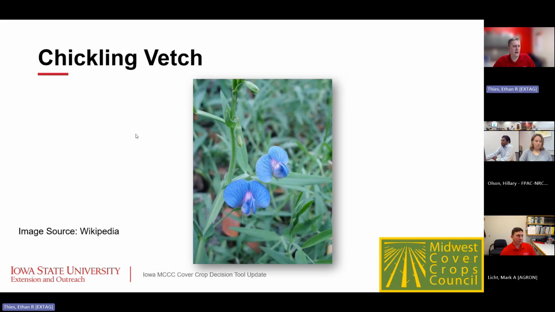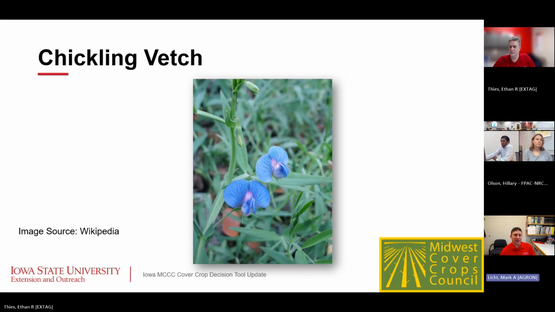All right, we'll move on to our legumes. First up, we have chickling vetch. So, yeah, chickling vetch is not really a vetch. Surprise, surprise. Scientifically, it's got a different naming than hairy vetch or common vetch. It's much more related to peas or beans.